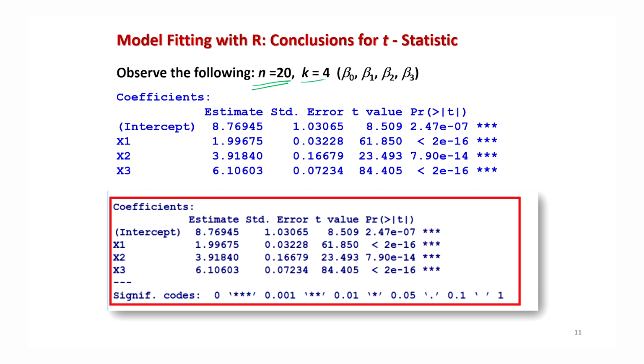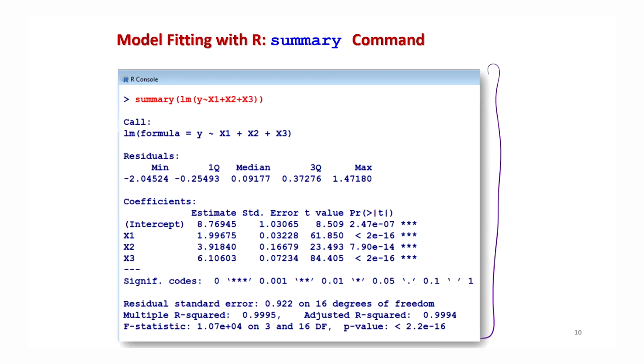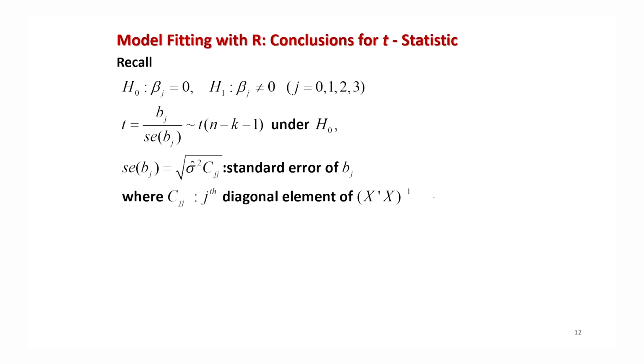So I will take k equal to 4, corresponding to beta 0, beta 1, beta 2 and beta 3. That is why we have the intercept term for beta 0, and x1, x2 and x3 for beta 1, beta 2, beta 3. This is the part of the screenshot which I am going to consider here. You can see this part. So now let me take this one by one. Now consider the hypothesis H0: beta j is equal to 0 versus H1: beta j is not equal to 0.